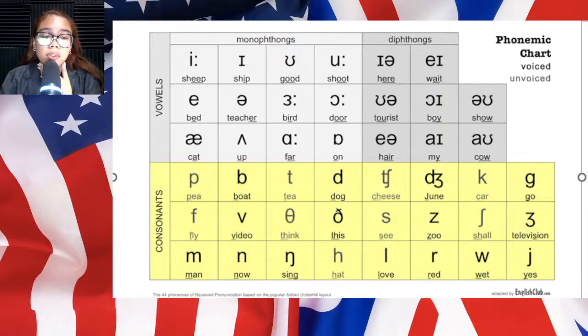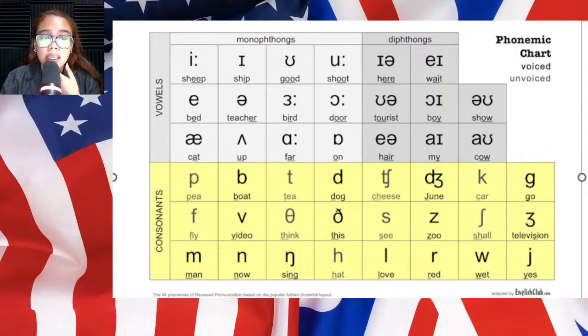Okay? Put your hand on your throat and then say the word dog. Again, dog. Or just say the letter alone. D, D, D, D. So you should feel a very clear deep buzz. There is buzzing, there is vibration. So it is a voiced sound. Now let's practice it with some examples.